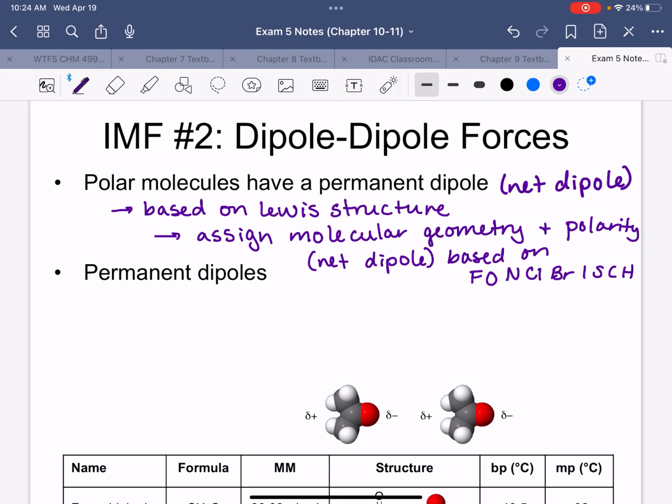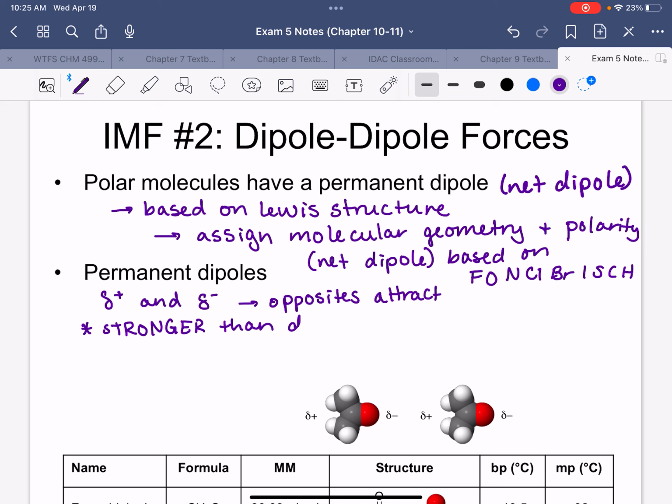So the difference between dipole-dipole attractions and dispersion attractions is that these are stronger. With dispersion, it's a temporary dipole where our electrons kind of clump together. But with a permanent dipole, or a net dipole, we have a partial positive on one part of the molecule and a partial negative on the other part of the molecule. And we know that opposites attract. So we can have those attractions with nearby molecules that have these opposite charges. And so this attraction is going to be stronger than just a molecule that only has dispersion forces.